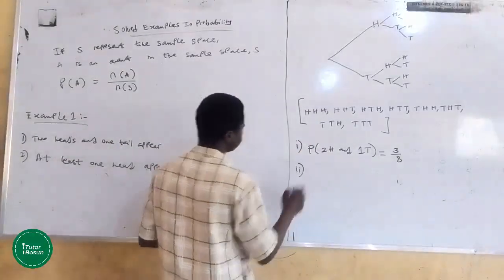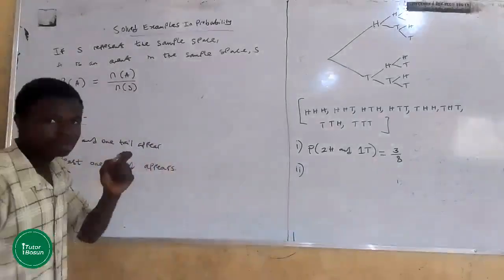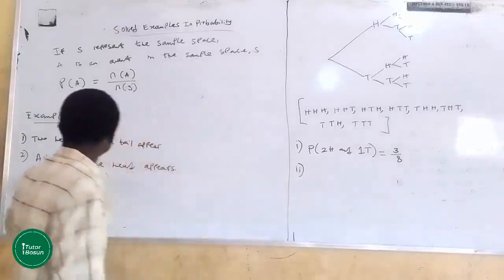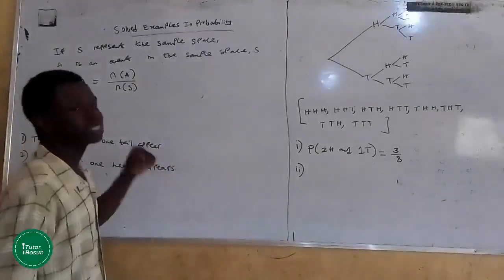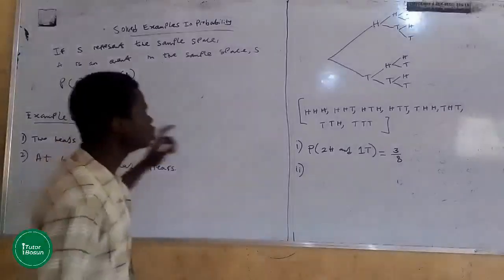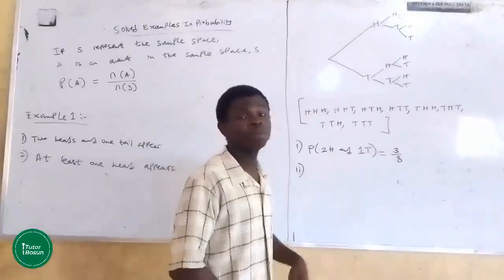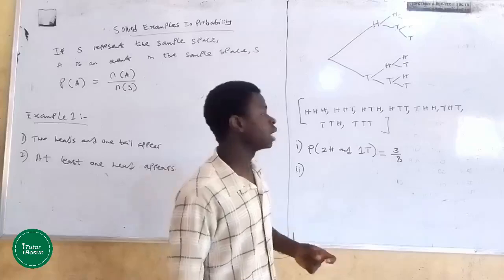So the second question says at least, please take note of that word. You can also be asked at most, but it says at least 1 head appears. That is, you check the ones having at least 1 head. The heads may be more than 1, but it said at least, that is, there must be at least 1 head.